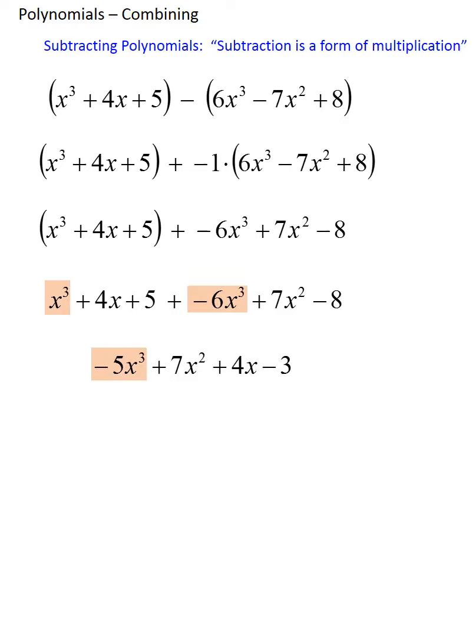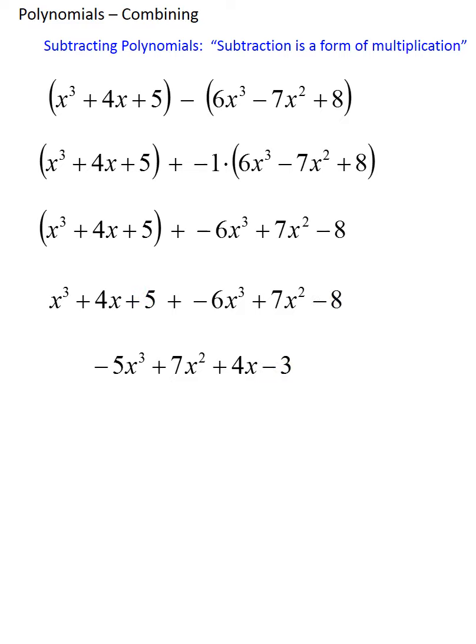First, I combine my cubic terms, the first of which has no coefficient. So I considered that a 1. So 1 minus 6 is -5. Therefore, those terms combine that way. Then I moved on to my quadratic term, which I only had one of, so I carried that down. I only had one linear term, so I carried that down. And my two constant terms were combinable, therefore I did. 5 minus 8 is -3.